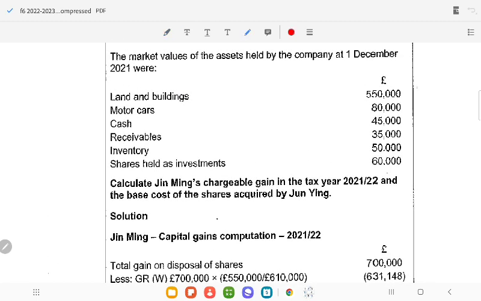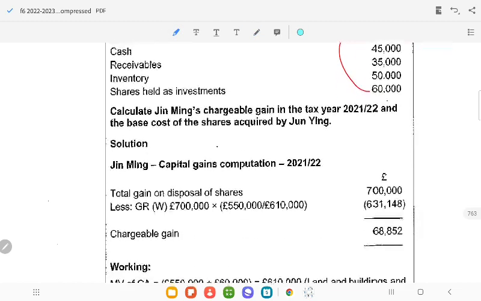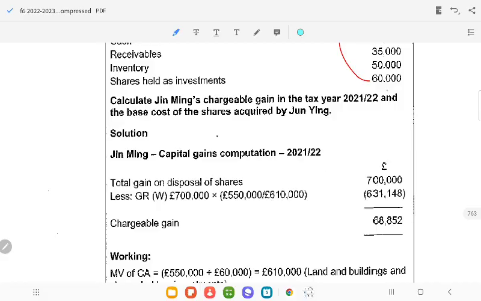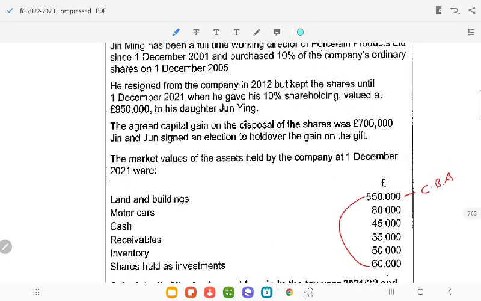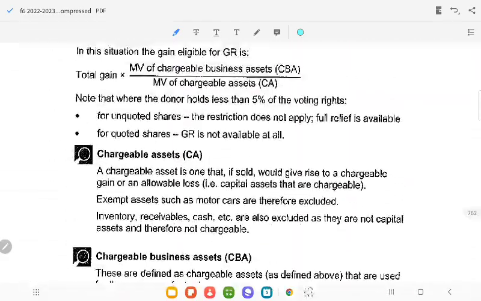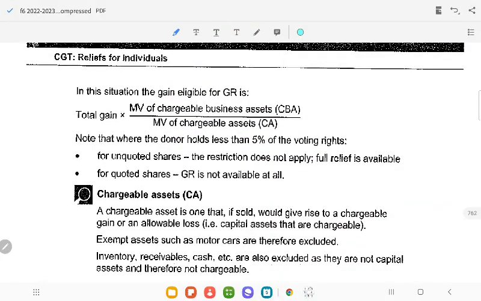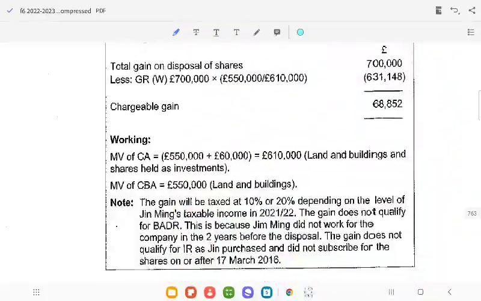Here 5,50,000 is the chargeable business assets, and as we have mentioned earlier, chargeable assets include shares. So shares plus chargeable business assets give you a value of 6,10,000. So this is the application of the formula. And what is the formula? The formula is market value of chargeable business assets divided by market value of chargeable assets multiplied by taxable gain.